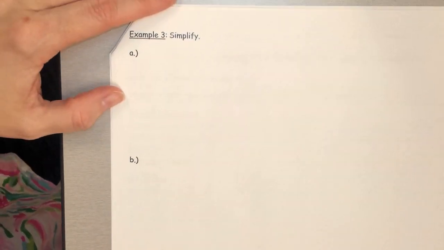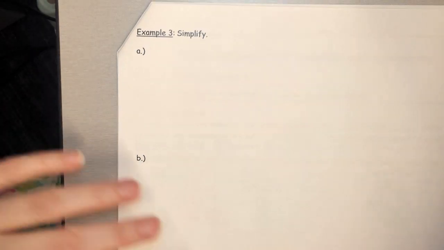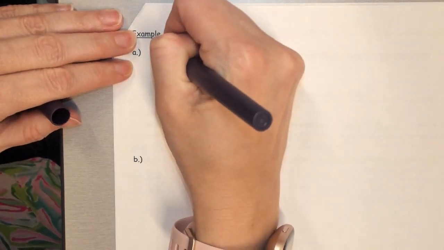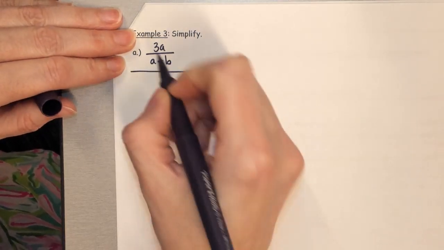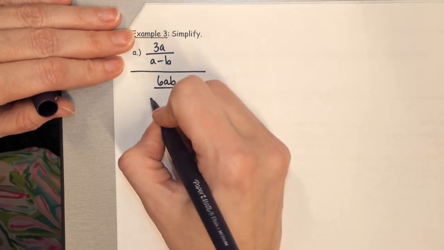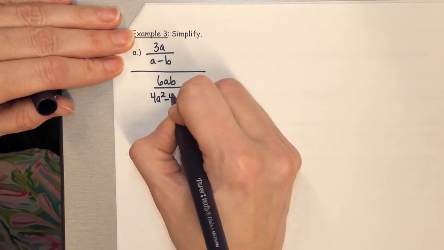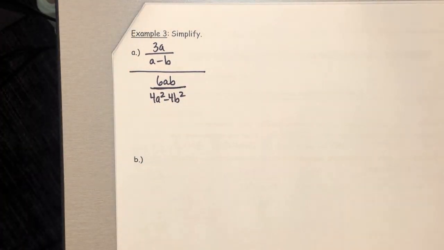Okay, and I forgot to take off part D. We're not going to do a part D. If you want to cross that off, you can. Okay, so the directions still say simplify. For this one, we are going to have 3a over a minus b over 6ab over 4a squared minus 4b squared.